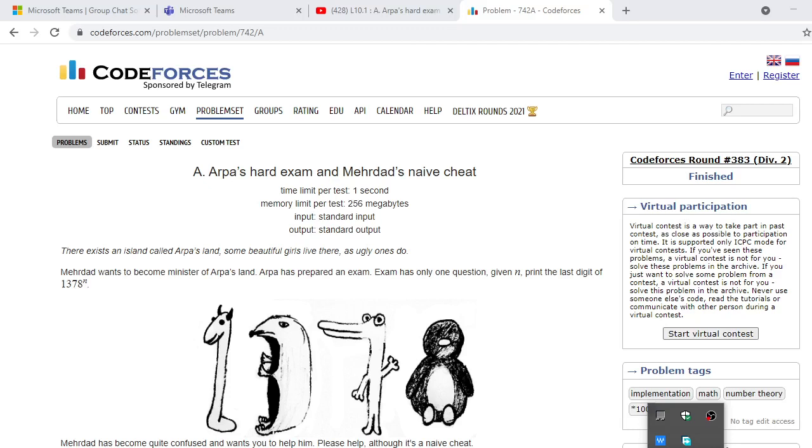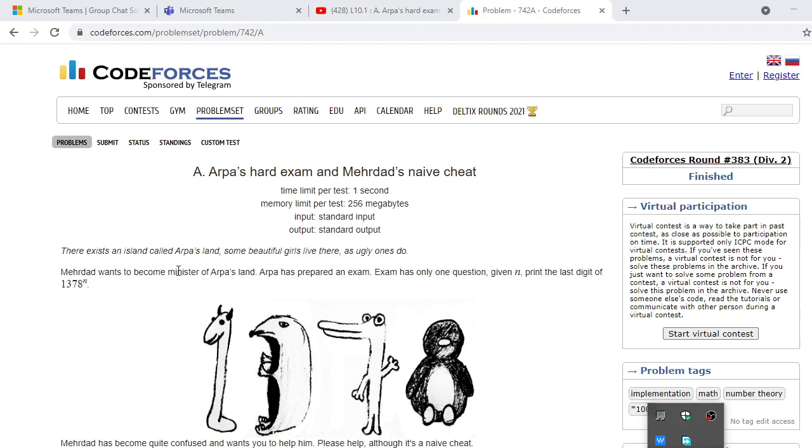Hello, today we are going to solve one problem from Codeforces, and its name is Arpa's Hard Exam and Mehrdad's Cheat. It will use the concept of modular arithmetic and the exponent number theory concept. I will be explaining the concept together with the code. So let's come to the question.